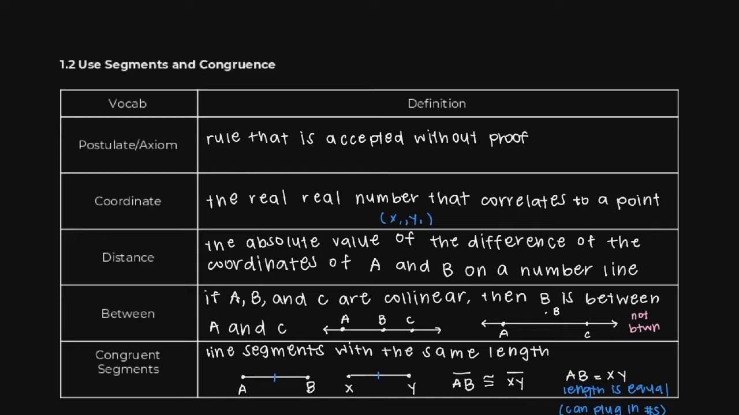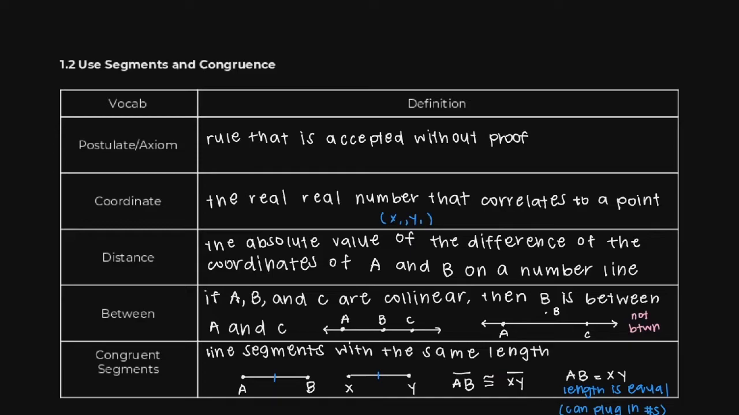And the last vocab word is congruent segments. Congruent segments are line segments with the same length, and there are different symbols that we can use to denote this. In an image, we can draw a little tick mark to show that AB and XY are congruent. We can also write line segment AB is congruent to line segment XY, and the congruent symbol is an equal sign with a little squiggly line on top.